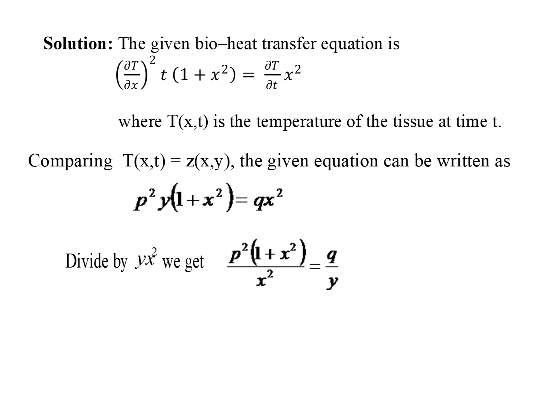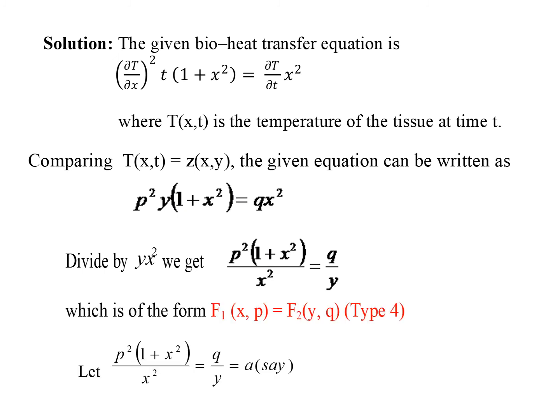So look at this equation. Is it not of the form like a function of x and y equal to a function of q and y? So that is our type 4 PDE. And we can equate these two to a common constant, say a. From that, we will get the values of p and q like this.